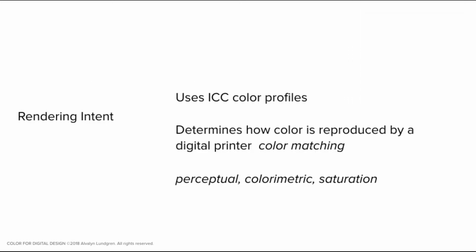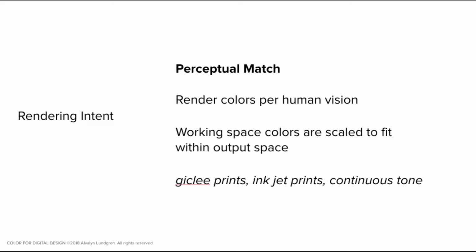So a rendering intent determines how color is reproduced. It's how color is matched from one color space to another. And it's perceptual, colorimetric, or saturation. And these use ICC profiles. We talked about the ICC in the previous session. A perceptual match will match color based on the human color gamut, so it tries to emulate our natural vision.